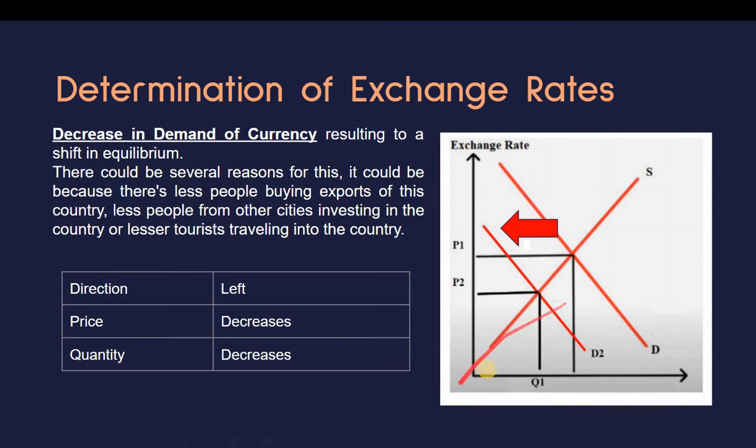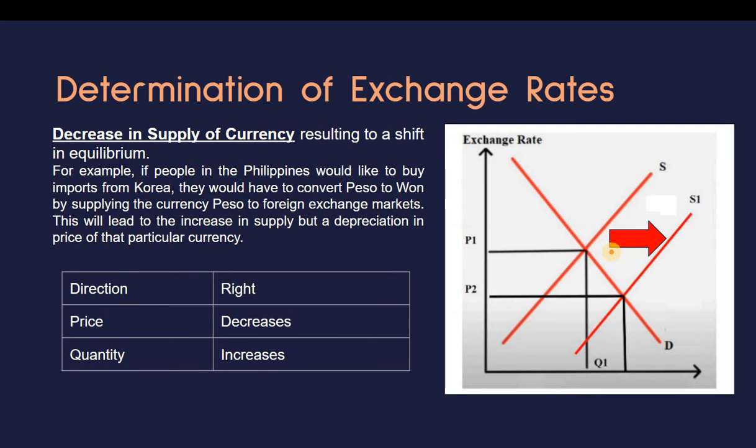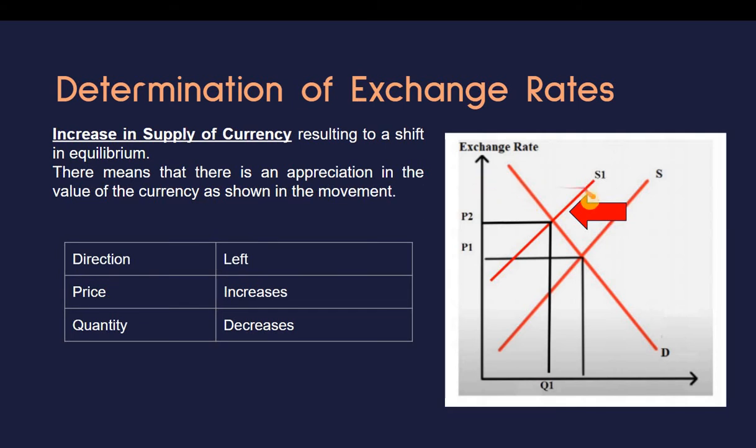So tatandaan natin, when we are talking of demand, left is decrease and then right increase. Okay? Now, what about supply? So for supply, it's just the reverse, okay? When the direction of the curve goes to the right, there's a decrease in supply of currency. And then when it goes to the left, there's an increase in the supply of currency.